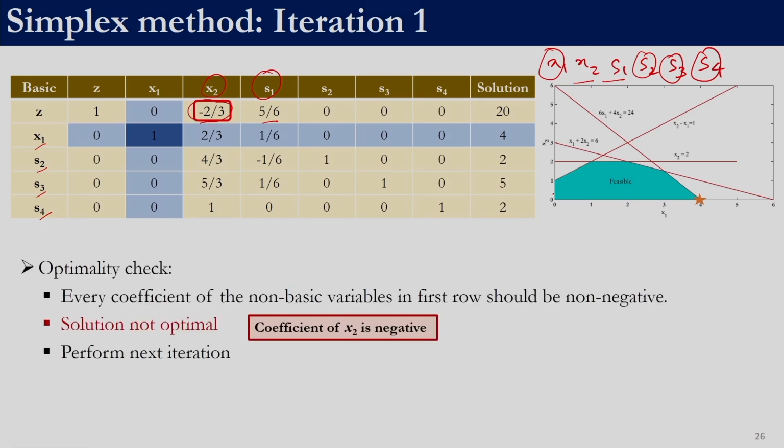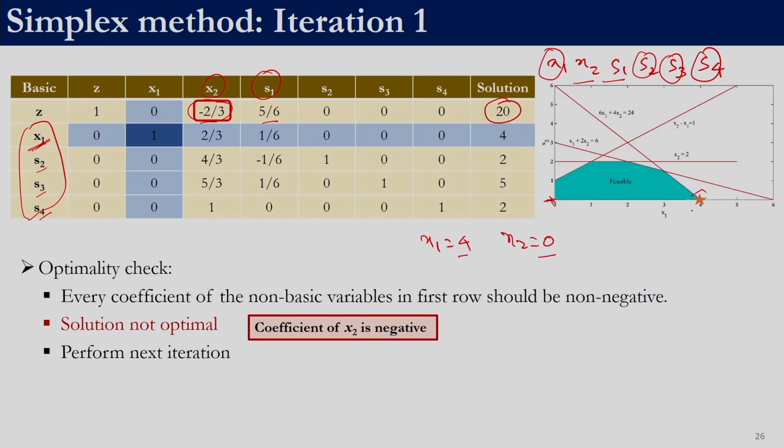So, now if we see, initially we were at this position. At the end of the first iteration, the value of x1 is 4, and x2 does not appear in the basic variables, so the value of x2 is 0. So, (4, 0) is the new solution that we have at the end of iteration 1. The objective function value corresponding to this (4, 0) is 20.